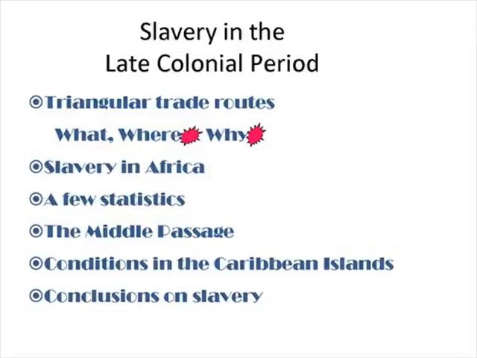We'll talk about slavery in Africa. In other words, in this, I want to talk about the origin of the individual slave. Then I have some statistics for you. There'll be a sheet on these statistics. There'll be some of those numbers that are important, and I'll want you to make sure you take a good, strong note of those. We'll talk about the Middle Passage. In other words, we have to get slaves out of Africa and into the New World. Last, we'll be talking about conditions in the Caribbean, which is where the money is being made, so I'll take a really close look at that. Then we'll have some conclusions on slavery.